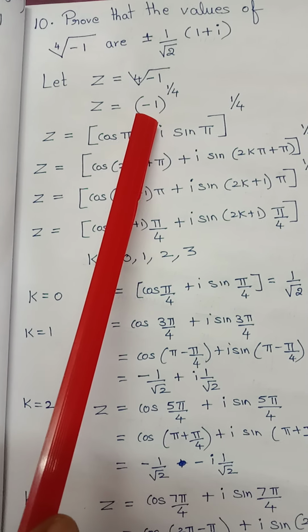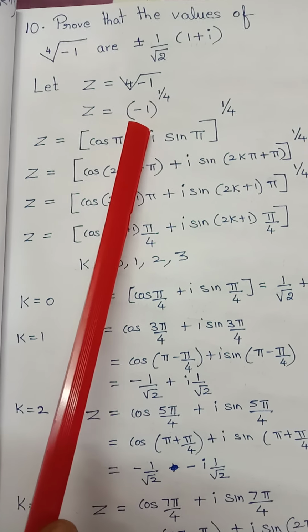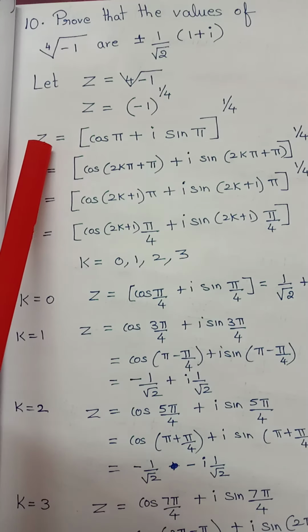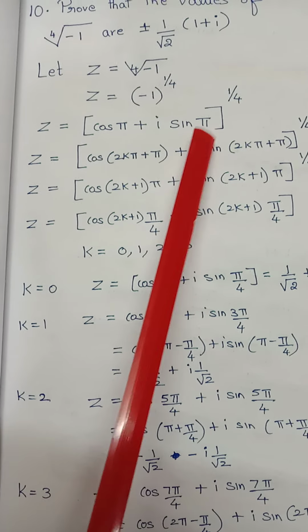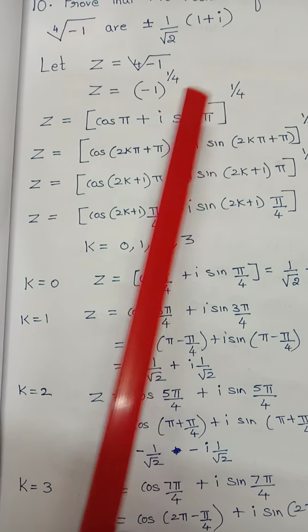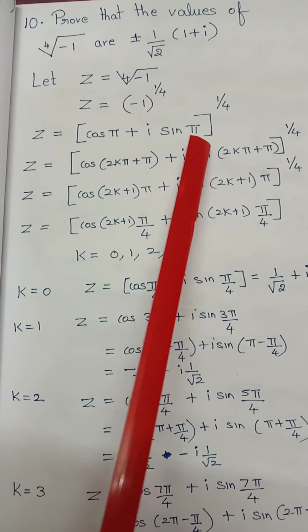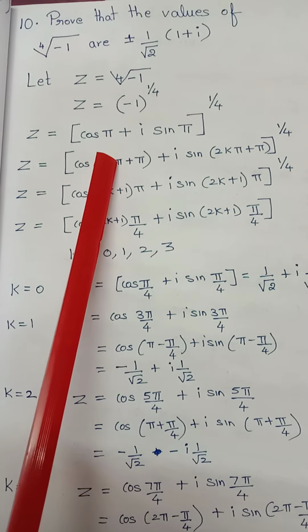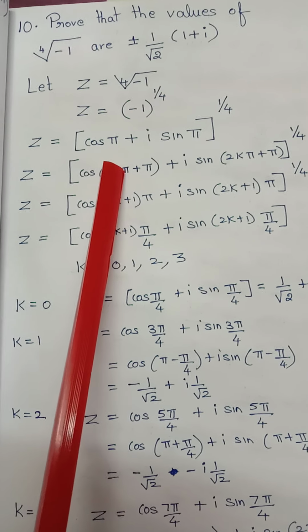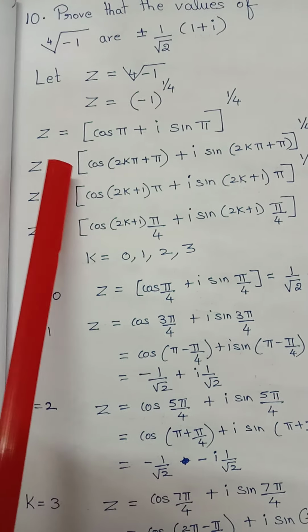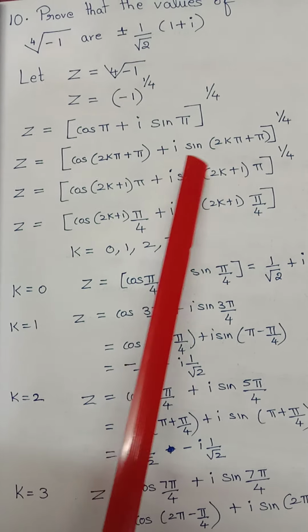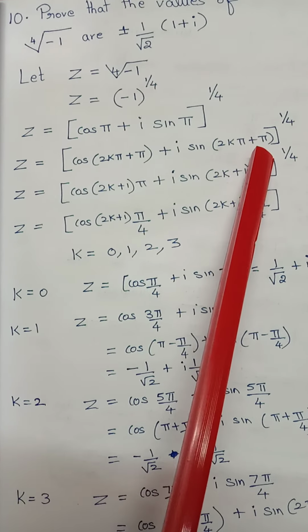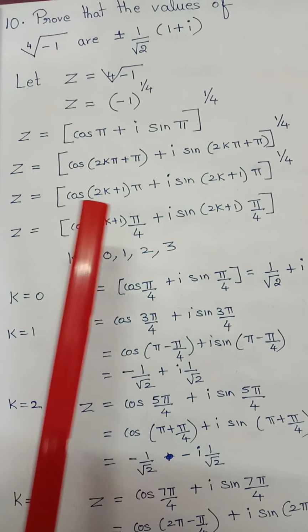Now let me write this in polar form. What is the polar form for minus 1? z is equal to (cos pi plus i sin pi) to the power 1 by 4. So writing in polar form, that is the first step. Next, what do you have to do? Add 2k pi to the argument. So z is equal to (cos(2k pi plus pi) plus i sin(2k pi plus pi)) to the power 1 by 4.